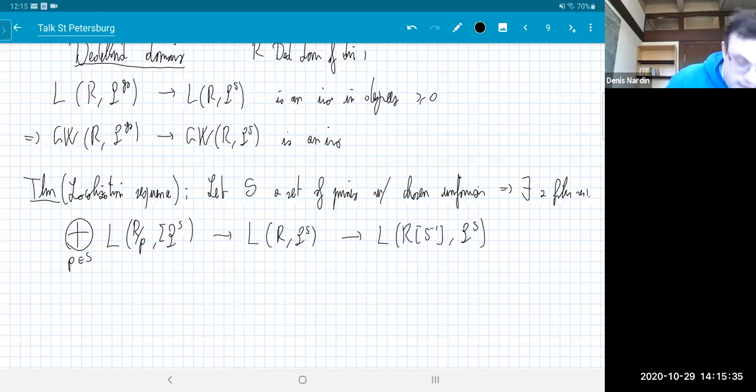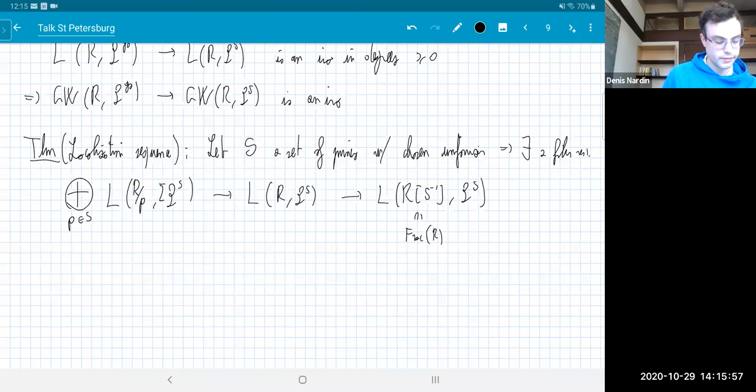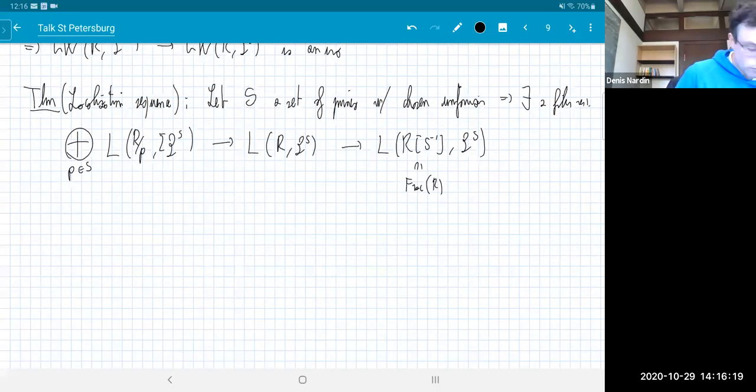And here I'm using R with S inverted a bit loosely because, well, these are prime ideals, but I actually mean the subring of the fraction field of all functions that are regular at those primes, away from those primes. And the choice of uniformizer is needed to define this map. In general, if you want a canonical choice here, you have to put the dualizing complex of P. I'm not going to bother with such niceties.